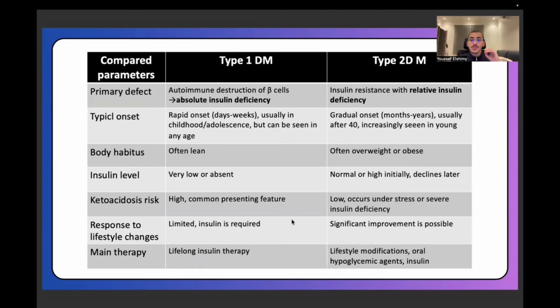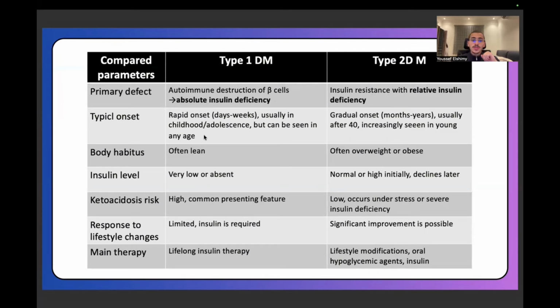And here's how to differentiate between type 1 and type 2. In type 1, the primary defect is autoimmune destruction of beta cells. The beta cells are not producing insulin. There's insulin deficiency or even absence, nothing at all. While in type 2, there's insulin resistance with relative insulin deficiency, because the beta cells are still producing insulin, but with time they get burned out and they die. So at first there's enough insulin, then it becomes deficient, but the main problem is insulin resistance. The insulin is not doing its action on the receptors.